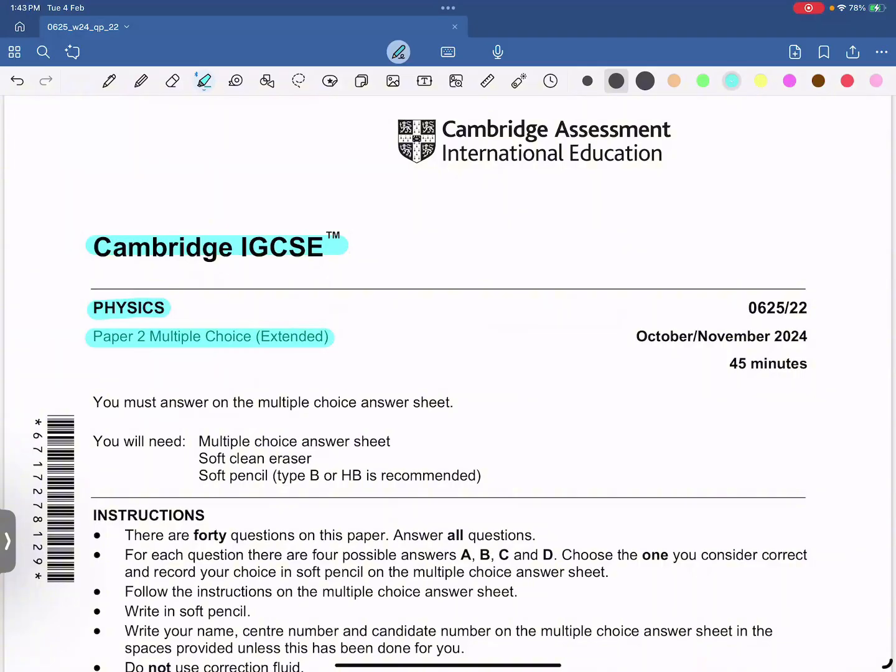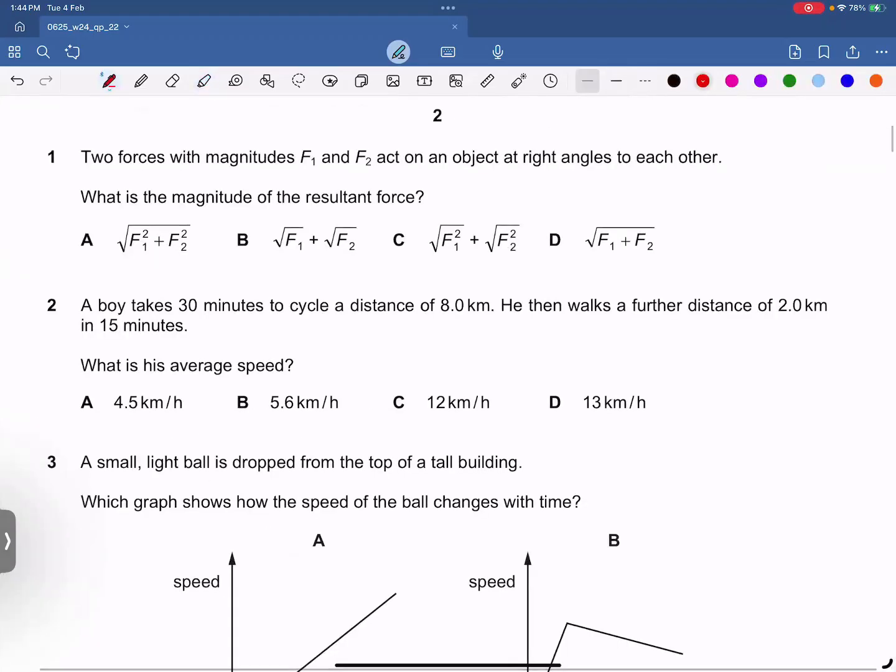IGCSE Physics, Paper 2, Multiple Choice, Extended Exam, October-November 2024, Paper 2, Variant 2. As you know, there are 40 MCQs, and you will have a maximum time of 45 minutes. This question paper, as usual, may have a maximum of 8 challenging questions and almost 10 straightforward questions, and the remaining 22 to 25 will be medium order of thinking questions. So let's start. Question 1.